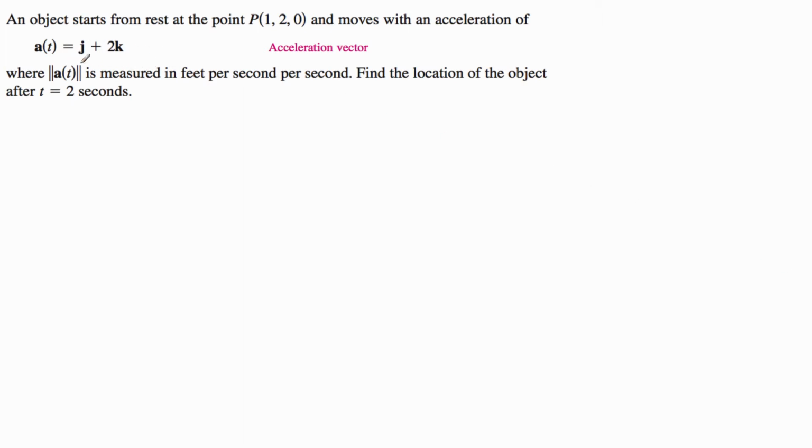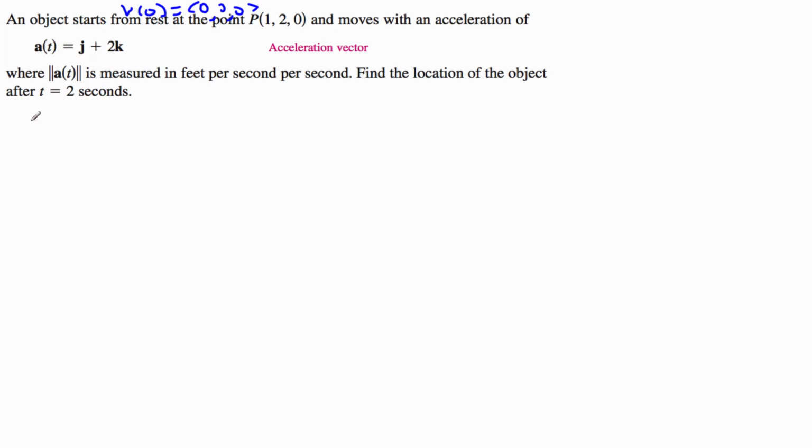Now, what do you do if we have to go backwards? An object starts from rest, which means the velocity vector is 0, 0, 0. And the initial point is 1, 2, 0. It moves with an acceleration, which is j plus 2k. Now find the location. So we're going to look for position at t equals 2.